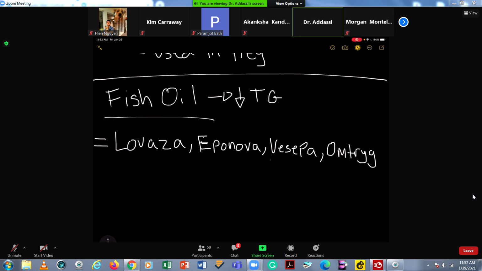Now, Vesipa and Omtri G, both of these you actually need to take with food. What's a common side effect of fish oil? Burping. Right, burping, that fishy taste. How do you get rid of that? Can't you put it in the fridge? Yeah, you can put the supplements in the fridge or the freezer. Basically, cooler temperatures will help get rid of that.